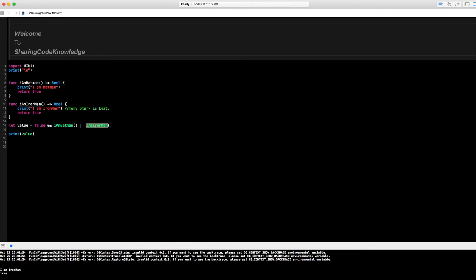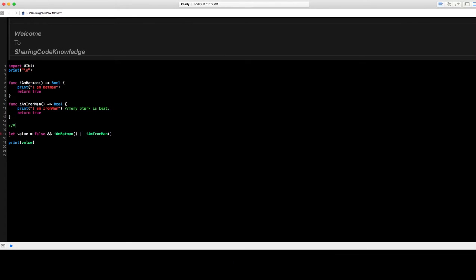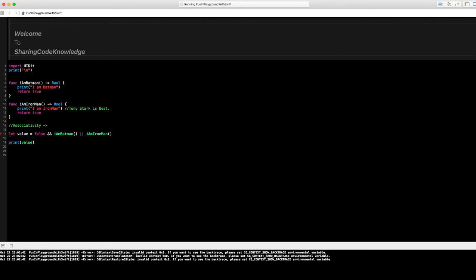Here come two terms. Listen carefully. Here come two terms: associativity and precedence. Yes, let me write it for you. Associativity. Associativity means the expression should be evaluated left to right. Right?